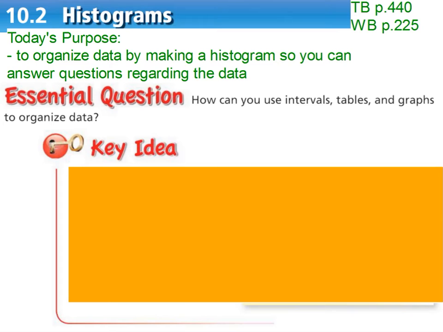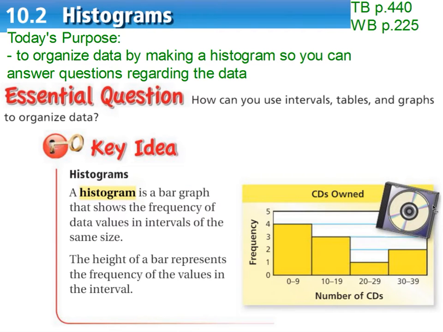Okay, so the key idea in today's lesson is, what is a histogram? A histogram is a bar graph that shows the frequency of data values in intervals of the same size. The height of the bar represents the frequency in the values in the interval. Now, frequency simply means how many times something occurs. So always along what would be considered the y-axis in a histogram, it's going to be labeled frequency.